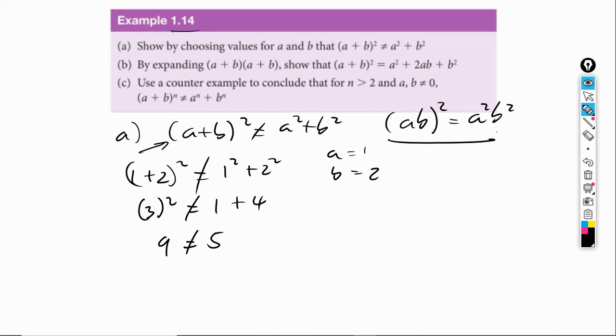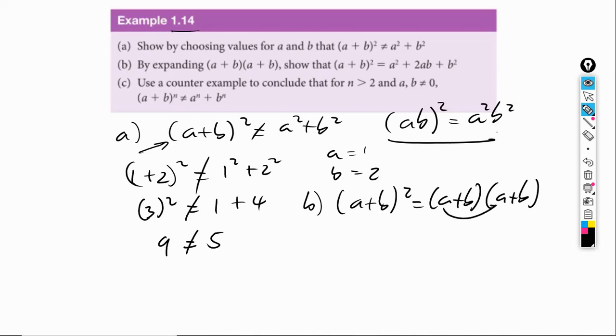Now they say by expanding (a plus b) times (a plus b), show that (a plus b) squared is equal to a squared plus 2ab plus b squared. So the thing is that (a plus b) squared is really equal to (a plus b) times (a plus b). So if you multiply these, remember that you have to do the distributive property. You have to distribute a and multiply it by a, and then multiply it by b, and then you have to do the same thing here, multiply it by this and multiply it by that.